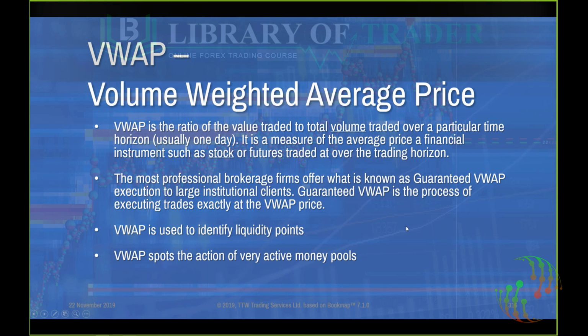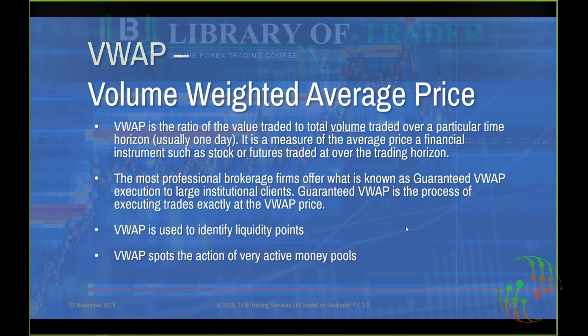That's VWAP. VWAP is the ratio of the value traded to total volume traded over a particular time horizon. It is a measure of the average price of a financial instrument such as a stock or future traded at over the trading horizon. Most professional brokerage firms offer what is known as guaranteed VWAP execution to large institutional clients. Guaranteed VWAP is the process of executing trades exactly at the VWAP price.